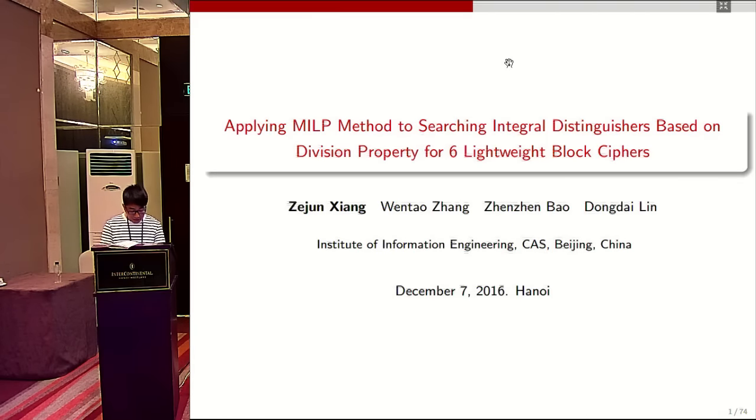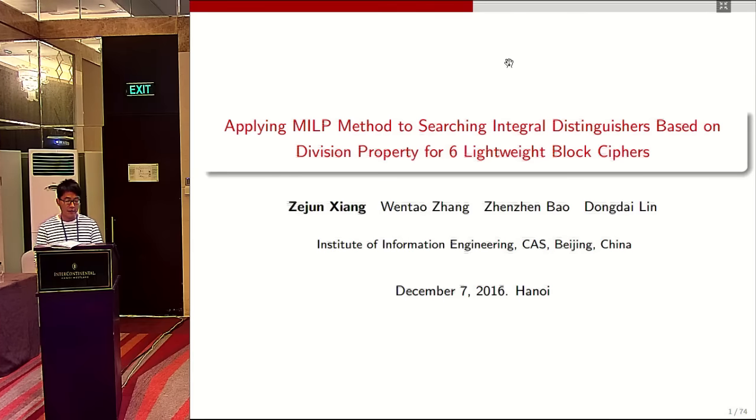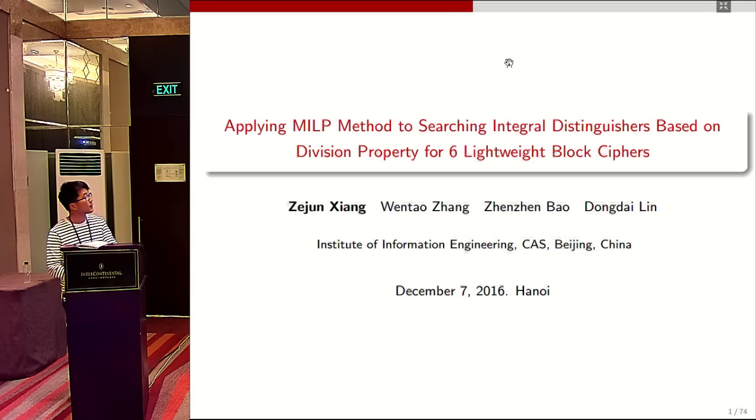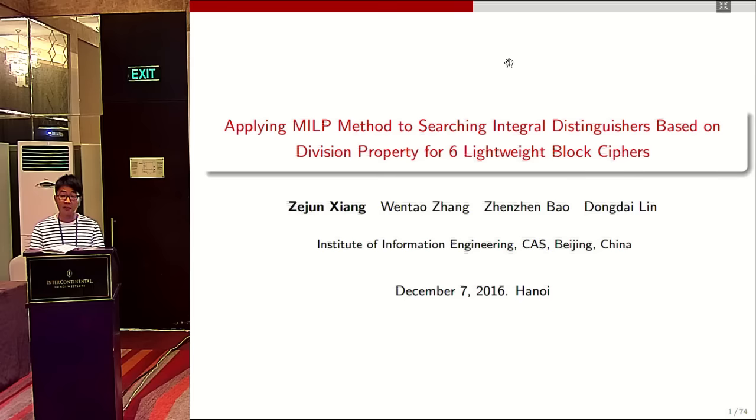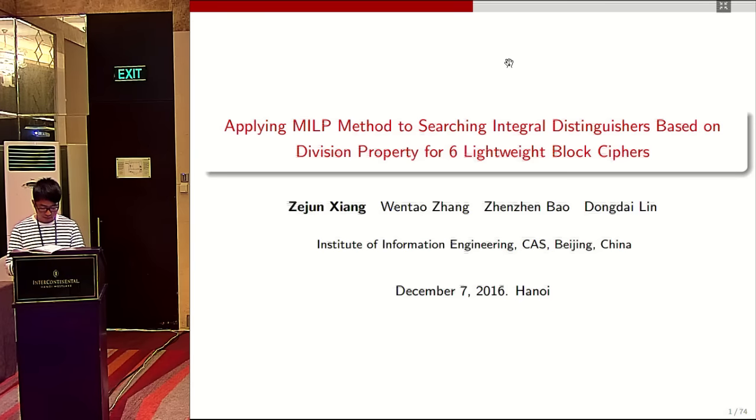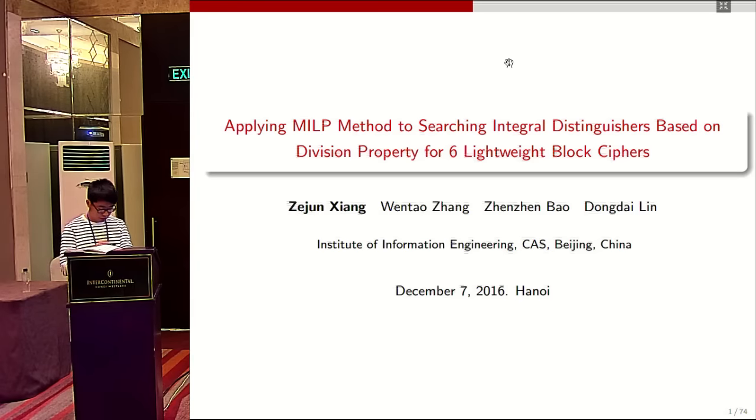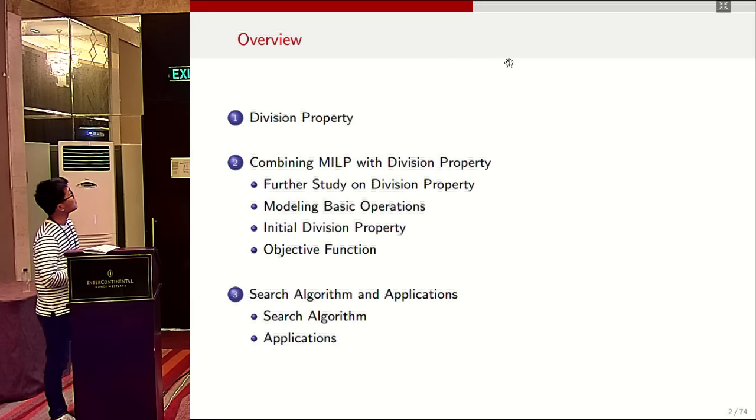Good afternoon, everyone. My name is Zejun Xiang. The title of this talk is Applying a MILP Method to Search Integral Distinguishers Based on Division Property for 6 Lightweight Block Ciphers. This is the overview of the talk. Firstly, we will review division property, and then we show how to combine a MILP method with division property. At last, we present a search algorithm and show some applications.